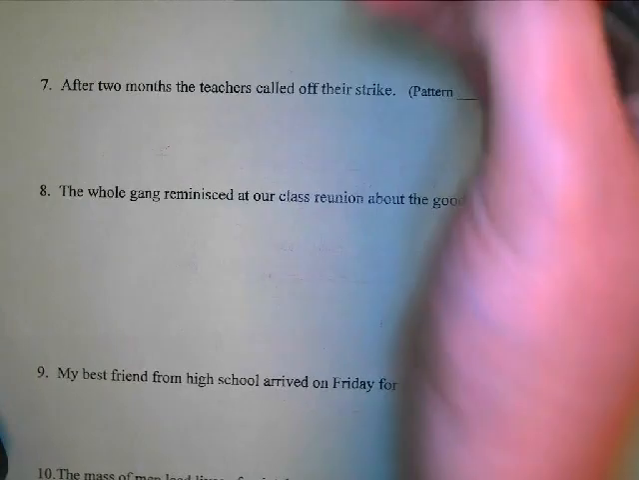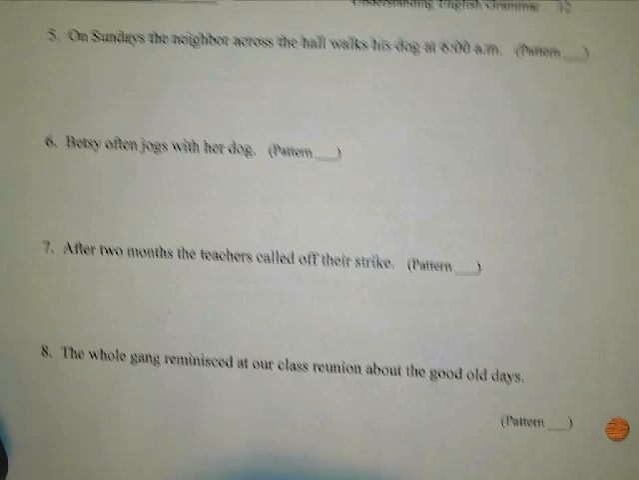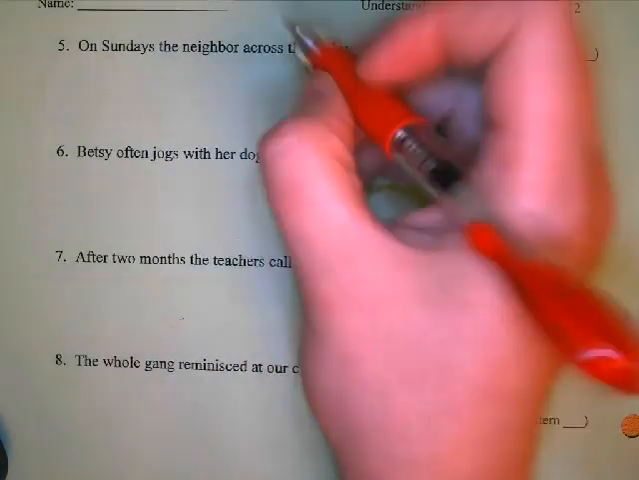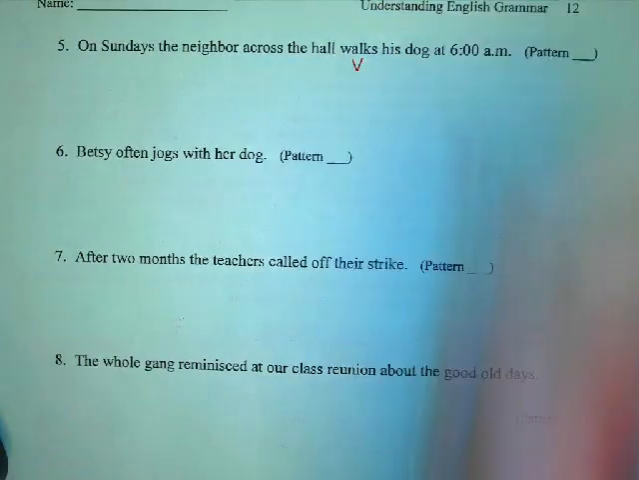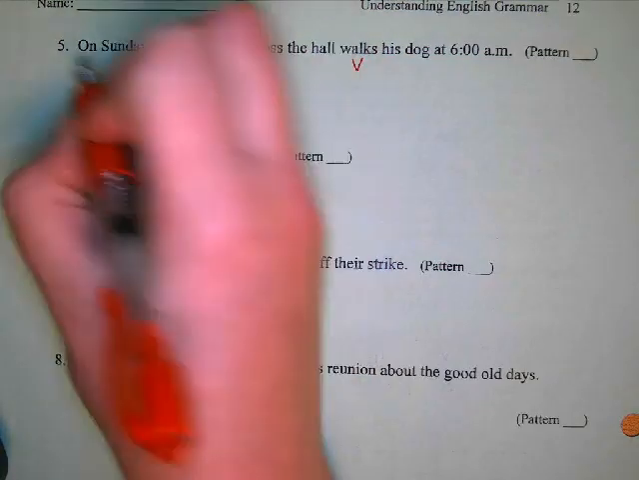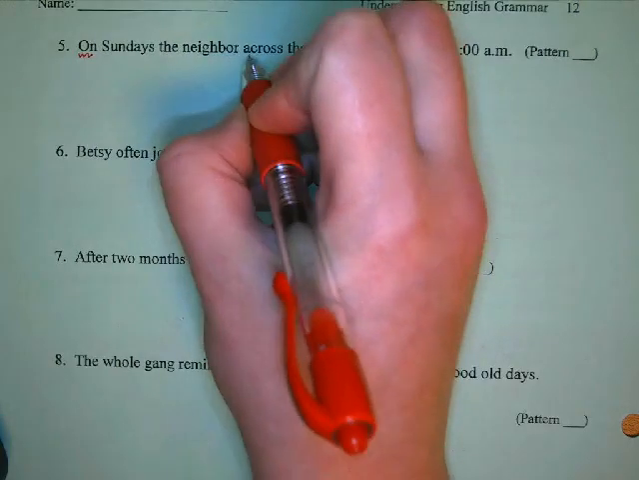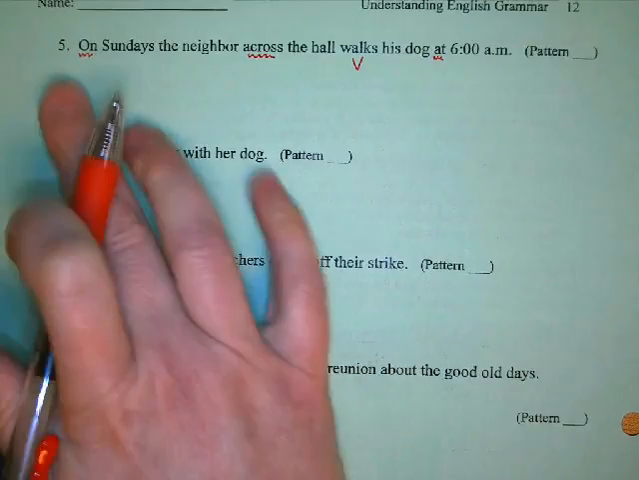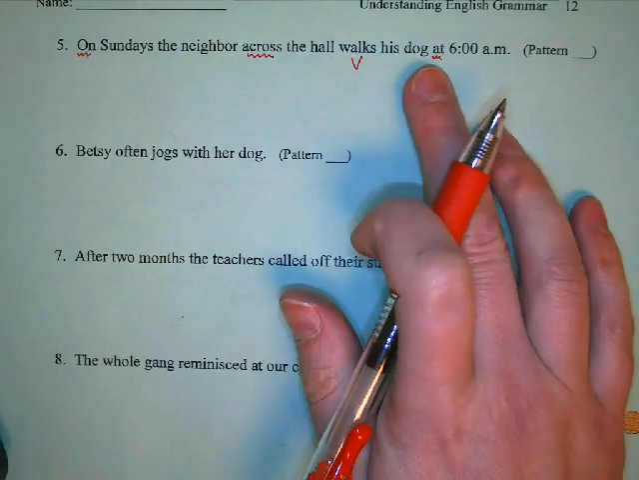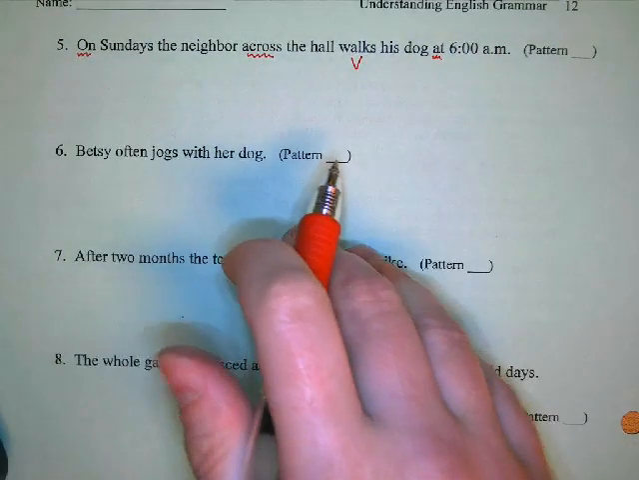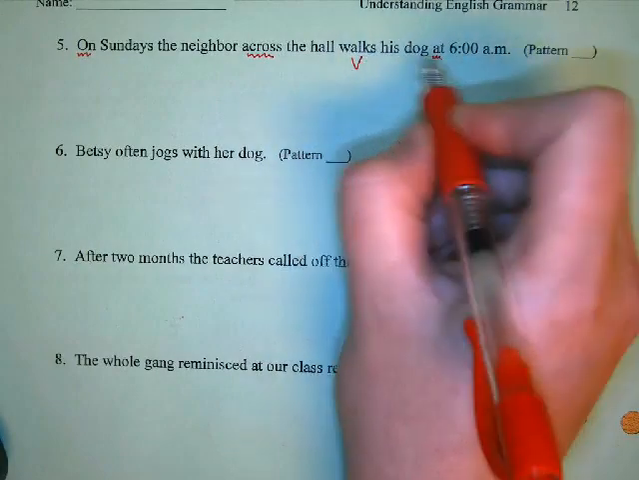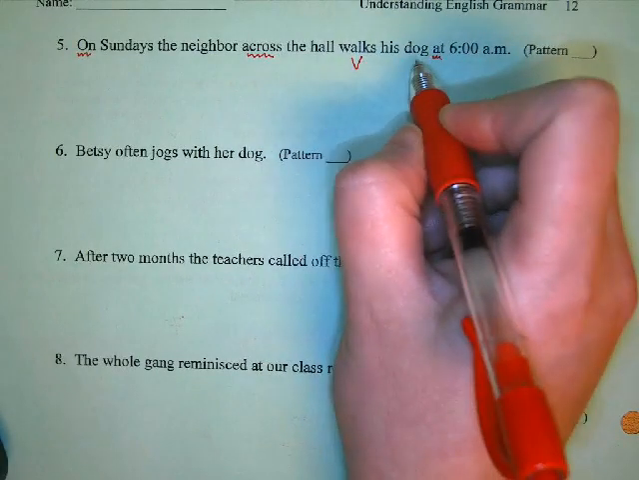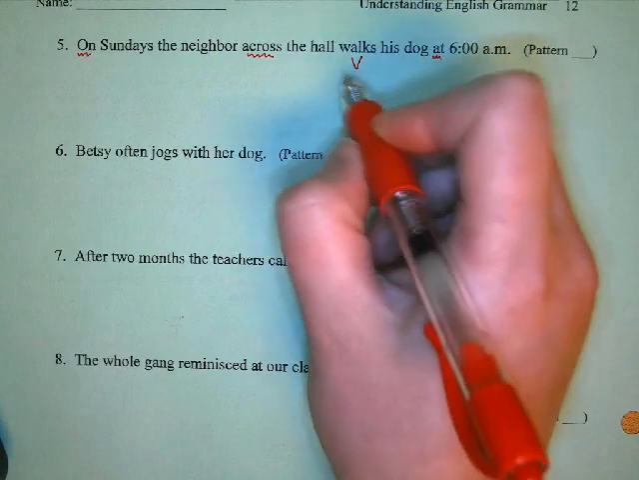On Sundays, the neighbor across the hall walks his dog at 6 a.m. So what's going on in our sentence? Walks. We have a whole bunch of prepositions. So on, across, and at. None of them are compound. And so if the preposition is not to the right of the verb, it's not going to be a particle.